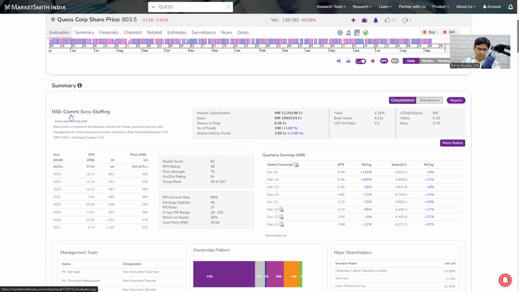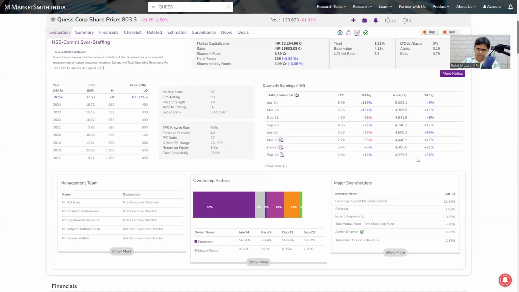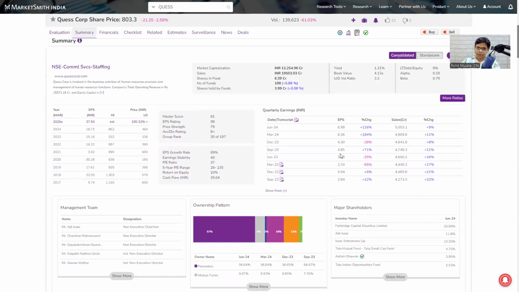You have the name of the sector, commercial services, staffing, what the business is doing, the market capitalization, how many shares are in float available for trading. Some ratios they show here, which I have explained in some MarketSmith tutorials. Then you have EPS, quarterly EPS growth rate, quarterly sales growth rate.